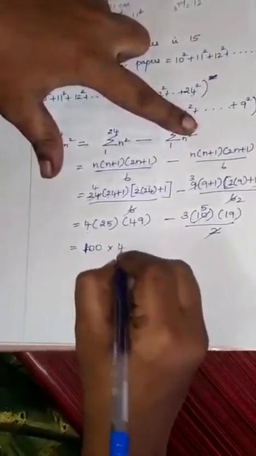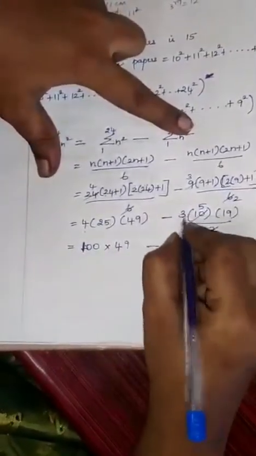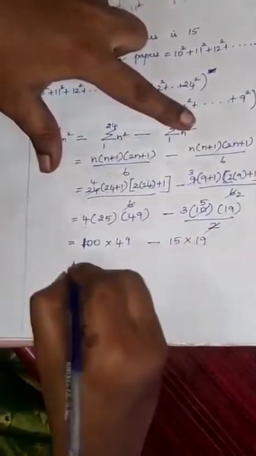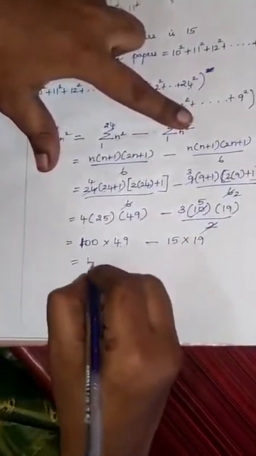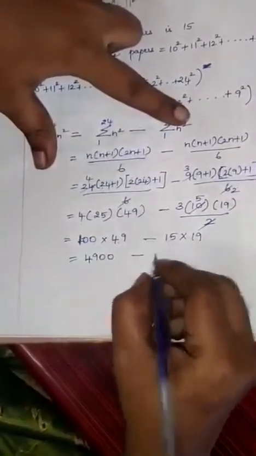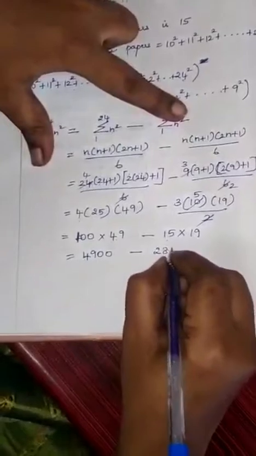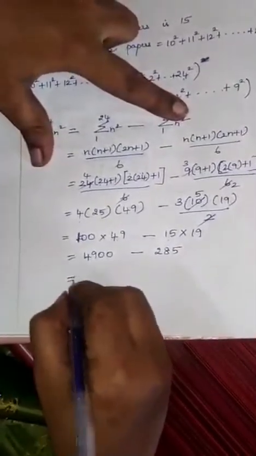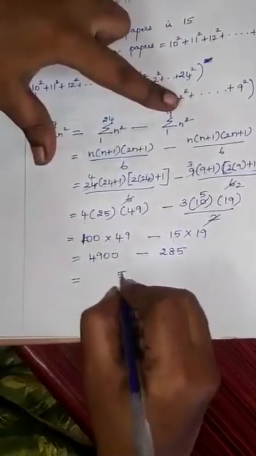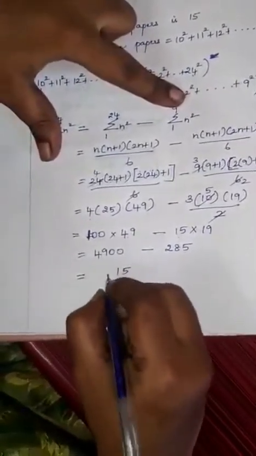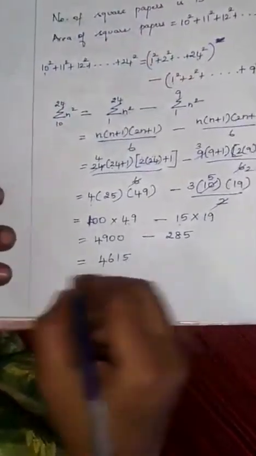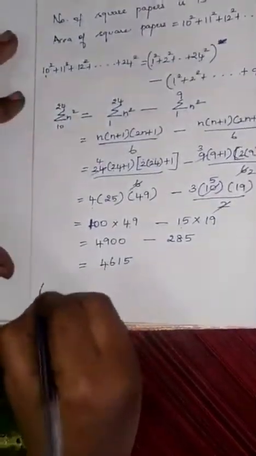100 into 49 minus 3 5s are 15 into 19. So 49 into 100 is 4900 minus 15 into 19 is 285. When you multiply you will get 285. So now subtract this. 5 1 6 4. So it is 4615. So what will you write at last?